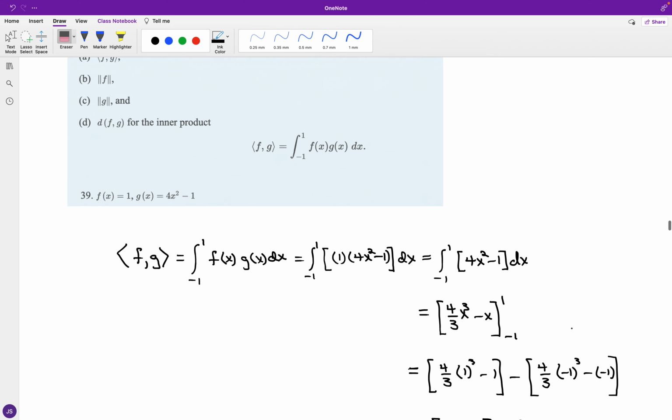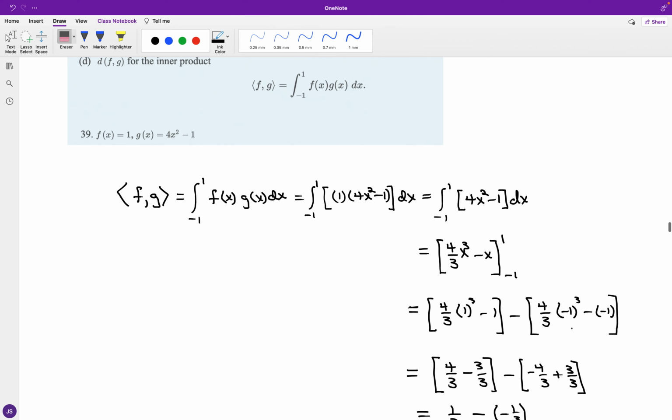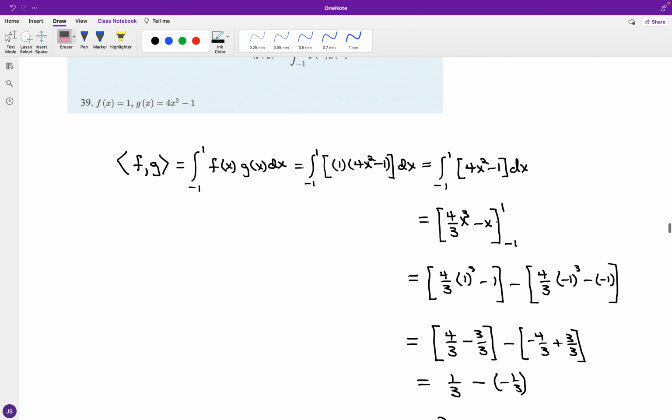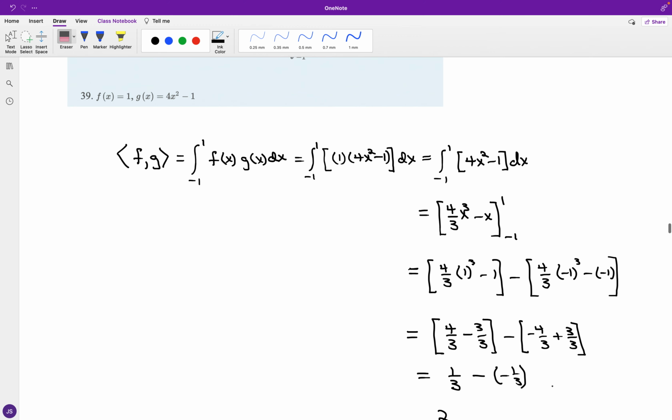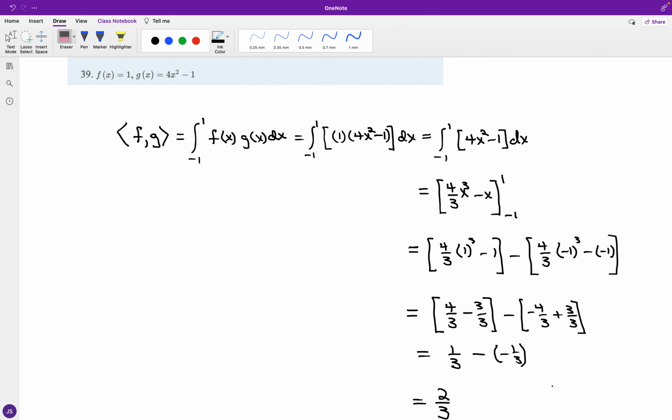Following through, whenever x is equal to 1 and substituting accordingly, we're going to end up at 1/3. And at negative 1, the value is going to be negative 1/3. With 1 as the upper limit and negative 1 as the lower, the difference between the results is 1/3 minus negative 1/3, and 1/3 minus negative 1/3 becomes 1/3 plus 1/3. And the inner product between f and g is going to end up at 2/3.